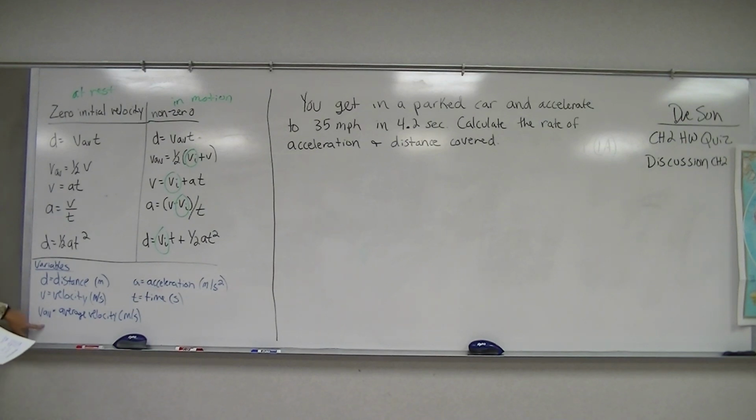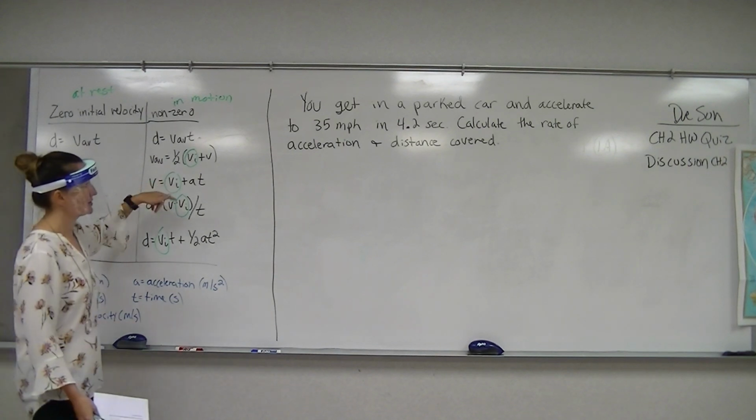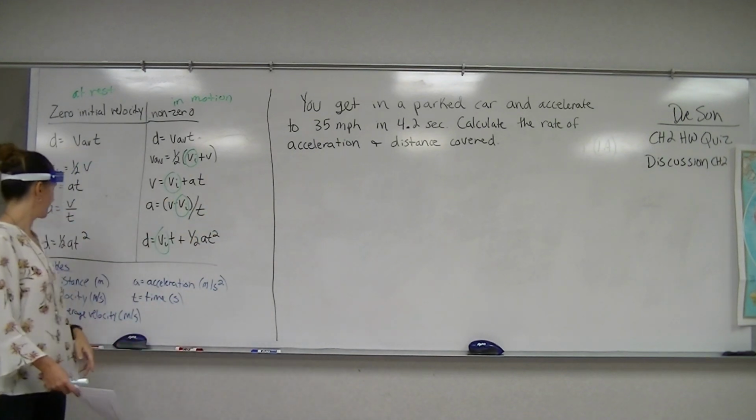If you see this V sub av, that's just average velocity. So just look closely at the words in the problem to figure out if they're looking for velocity, average velocity, initial velocity, what are they asking for?